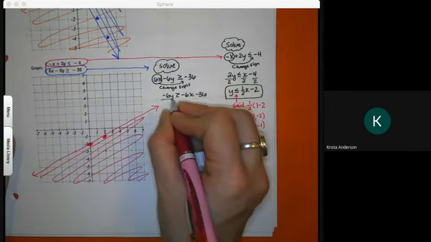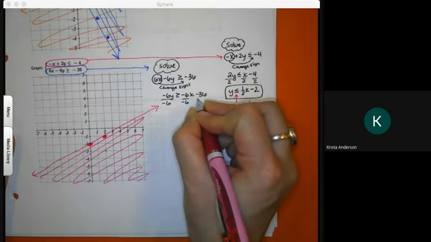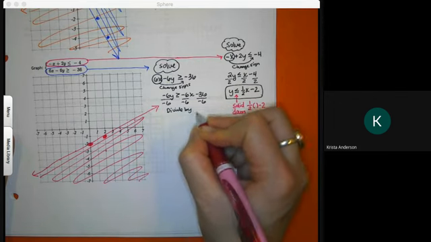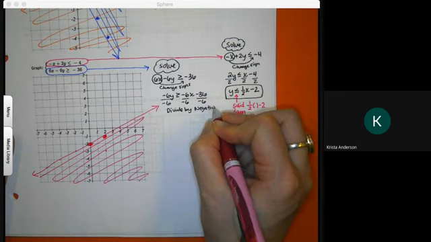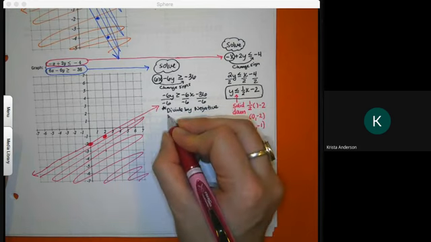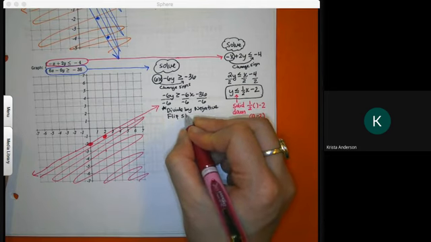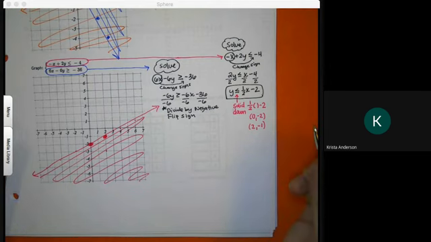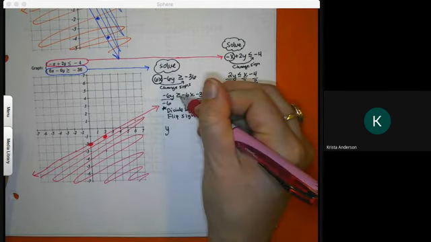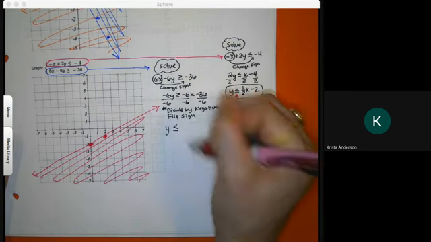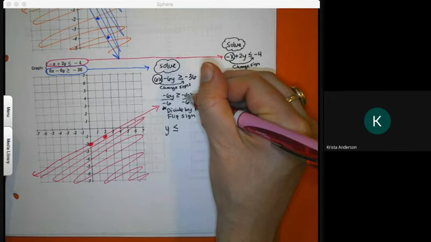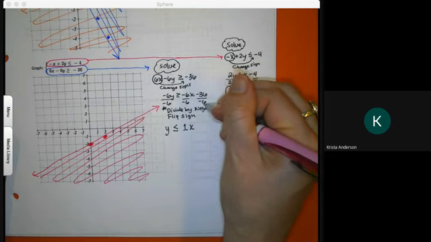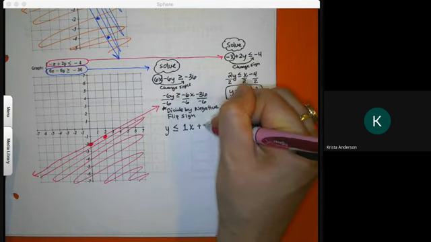Who remembers what happens when I divide by a negative? It becomes positive. Yep, so they will become positives, but I have to do something else. I have to flip my inequality sign. So this would be a y, and I would flip the sign to face the other direction. Negative 6 over negative 6 is just a 1. Negative 36 divided by negative 6 is a positive 6.